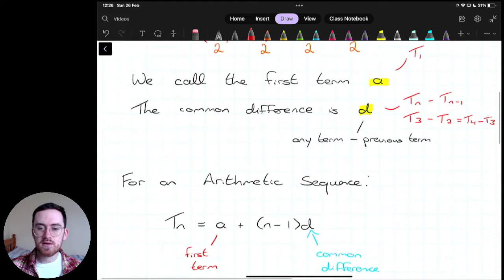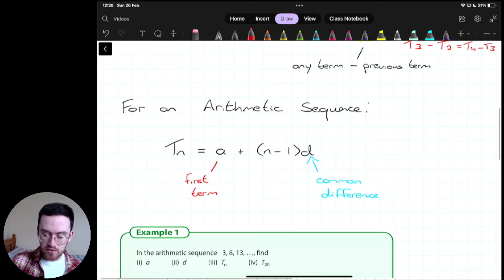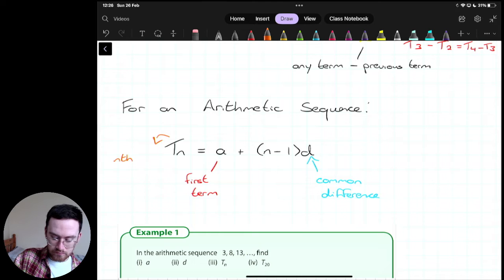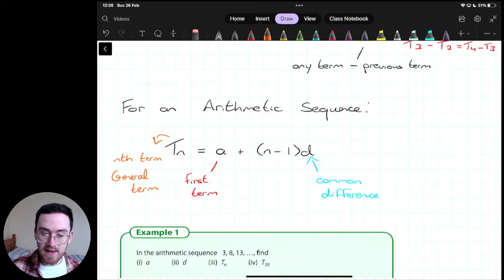And for an arithmetic sequence, we have a formula to find the nth term. Remember, we looked at this in the previous part. This is your nth term, or sometimes it's called the general term. To find the nth term, Tn, we use this formula: A plus n minus 1 d, where A is the first term and d is our common difference between each term. It's important that this formula is in your log tables, and it also gives you the definition of A and D. You should know them, but if you were to forget, they're all in the log tables, as well as the definition of each of the letters.